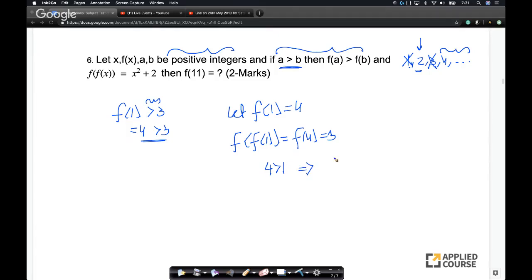If this is true, then f of 4 should be strictly greater than f of 1. Now, what do I have? I assume that f of 1 equals 4. I got f of 3 equals 3. This is not true, because it is not satisfying.